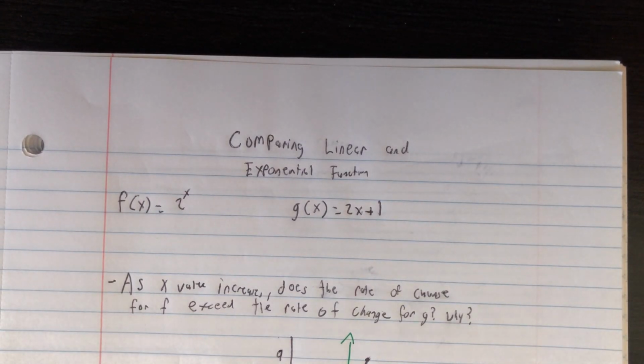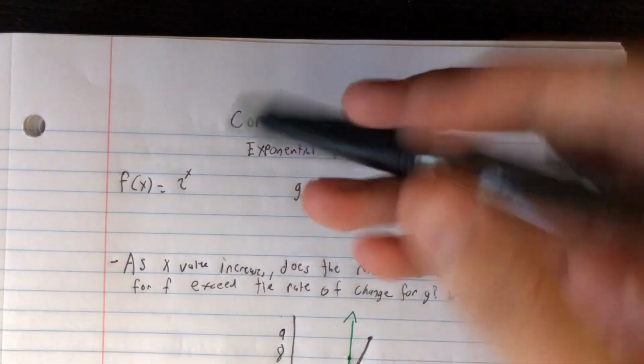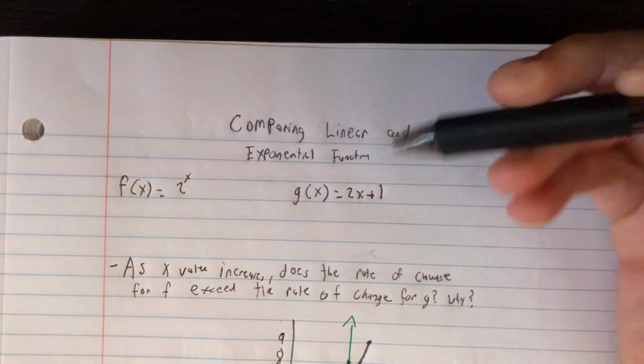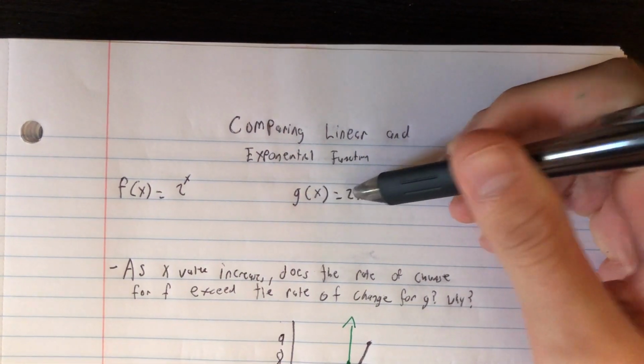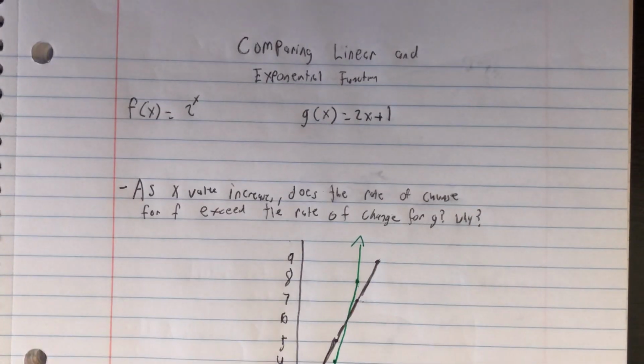Okay, so for this question, we are comparing linear and exponential functions. So it first gives us two different functions to look at. We have f of x equals 2 to the power of x, and we have g of x equals 2x plus 10. Now, if we were to graph these out, I like to start off by creating charts.